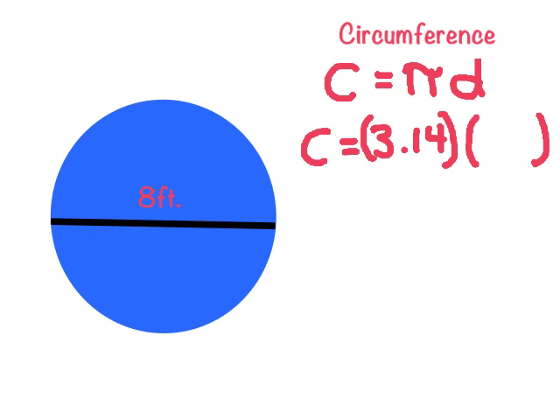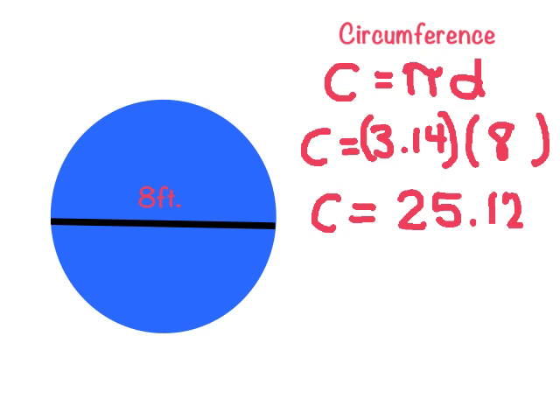D is my diameter, and as you can see in my circle, I have a diameter of 8 feet. So now all I have to do is solve: 3.14 times 8, and I have a circumference that, after I go through all my calculating, is 25 and 12 hundredths, and the unit is feet. So there you have it. All you have to do is take pi times the diameter, and you'll find the circumference of a circle.